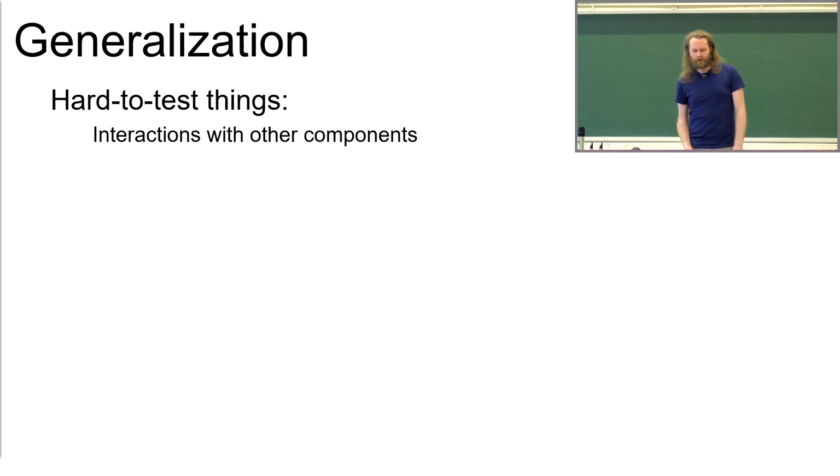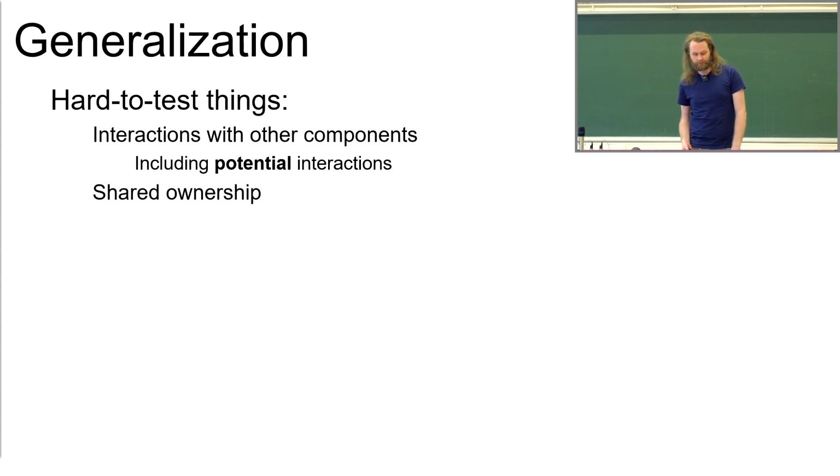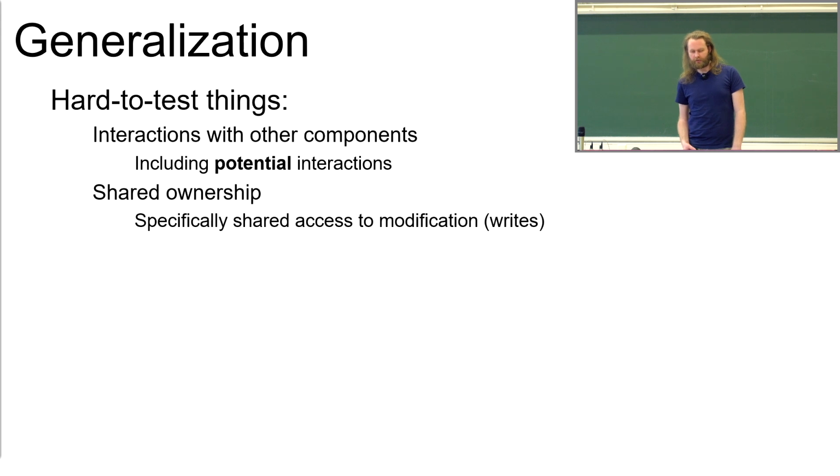So here's the generalization. The hard-to-test things are interactions, including potential interactions, shared ownership or shared variables of any kind, specifically shared access to modification. If you have multiple things that can modify a variable, you don't know who's using it and what the value could be. The outside world is also hard to test against, because you need to set up the outside world. If your test requires that you actually physically push the buttons, that's going to be hard to test, because you need to reach over and push the buttons.